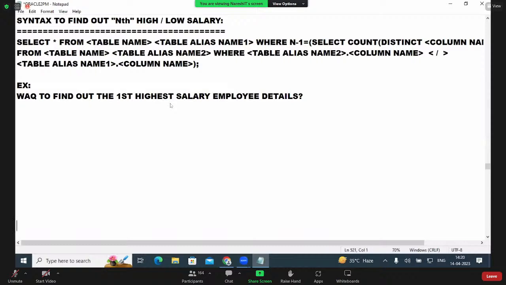So in this case, we need to find the first highest salary employee details. How to fetch it? We are already using non-correlated subqueries. With a non-correlated subquery, we know how to write the query to find the first highest salary. And now we will see the correlated subqueries.